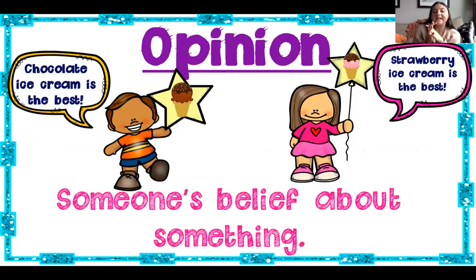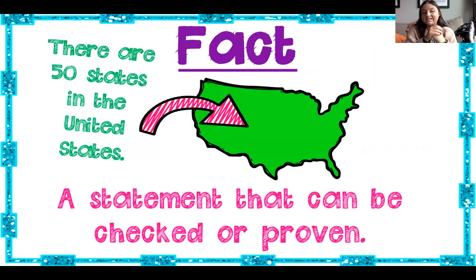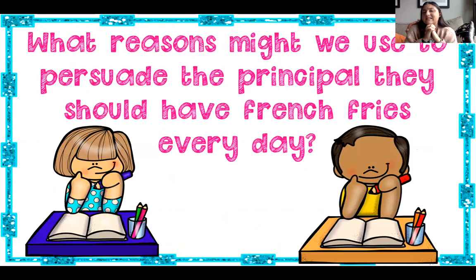All right, so an opinion is someone's belief about something. Chocolate ice cream is the best. Strawberry ice cream is the best. Well, I can't prove which one is the best. A fact is a statement that can be checked or proven. There are 50 states in the United States. Okay, I can check that. That's a true fact.